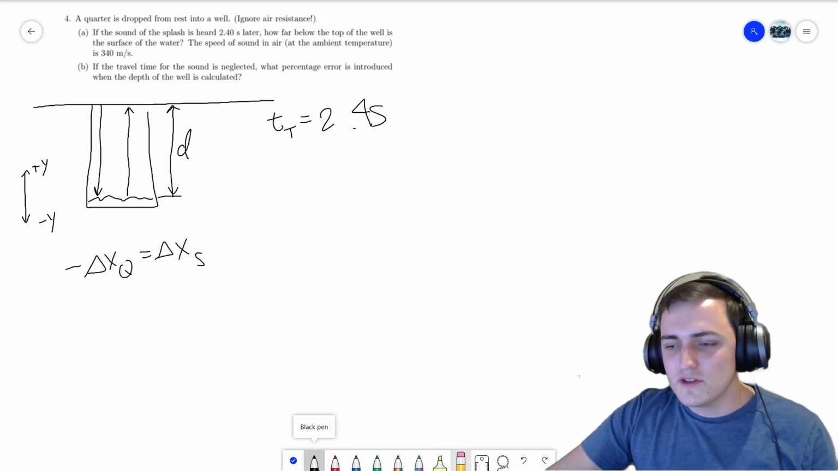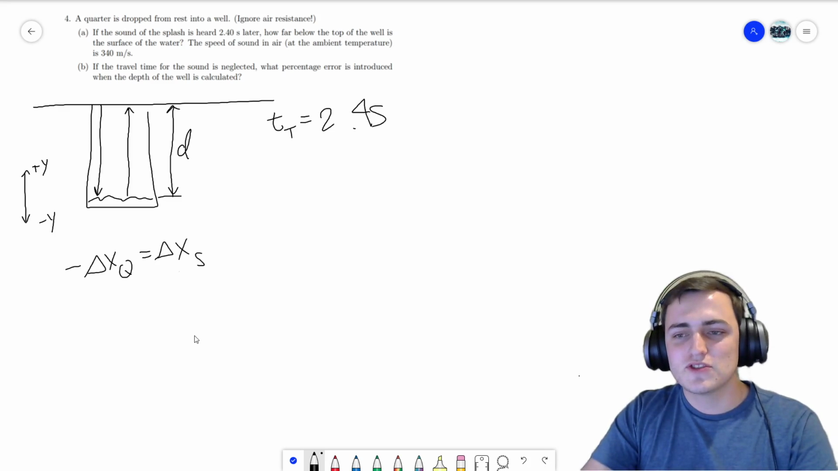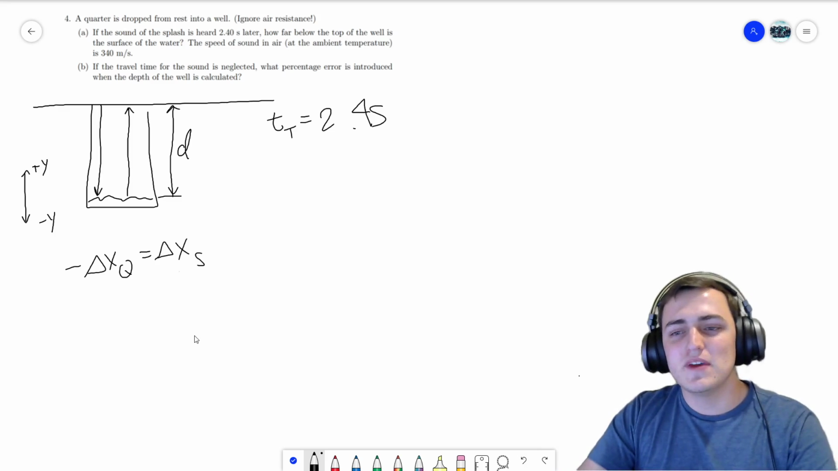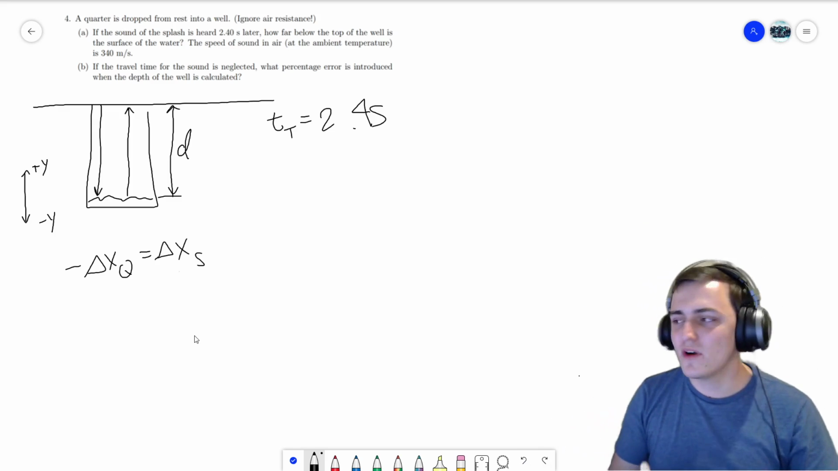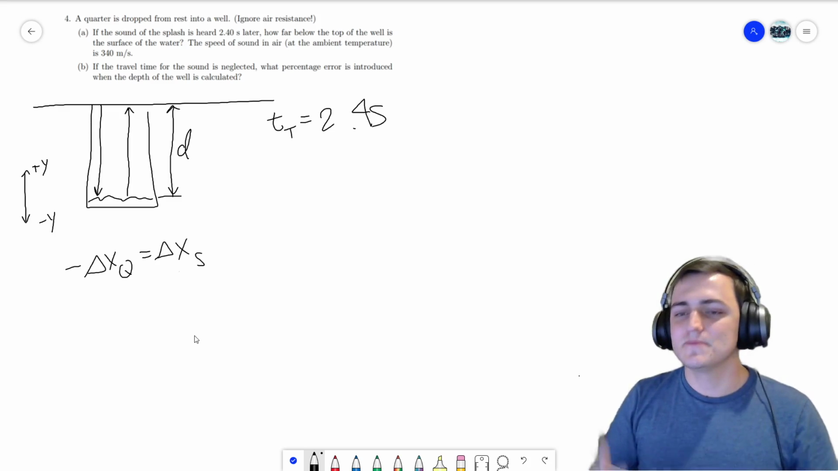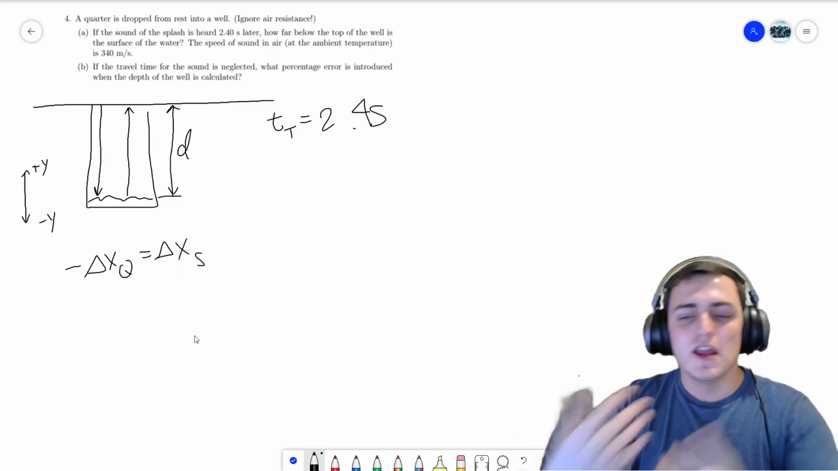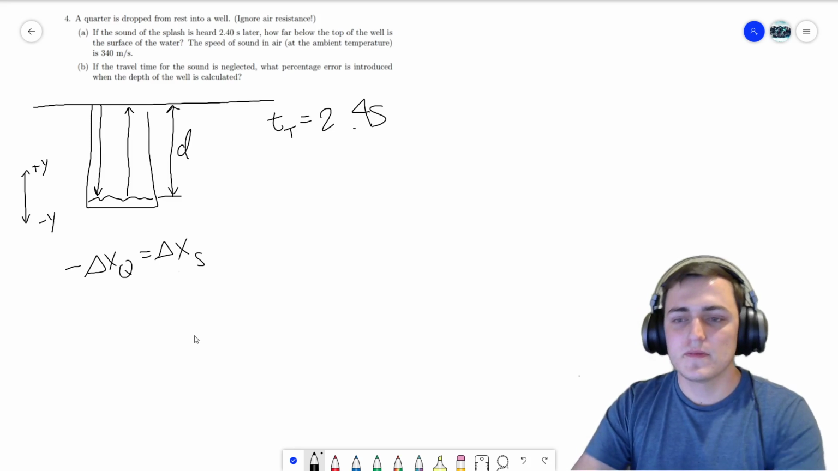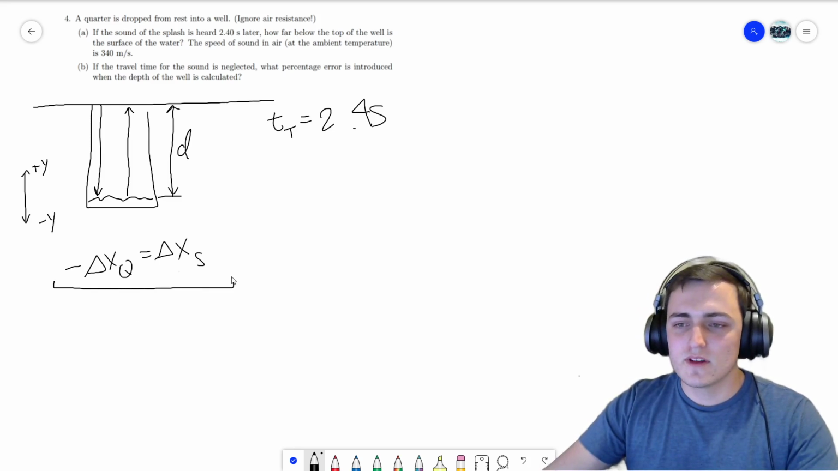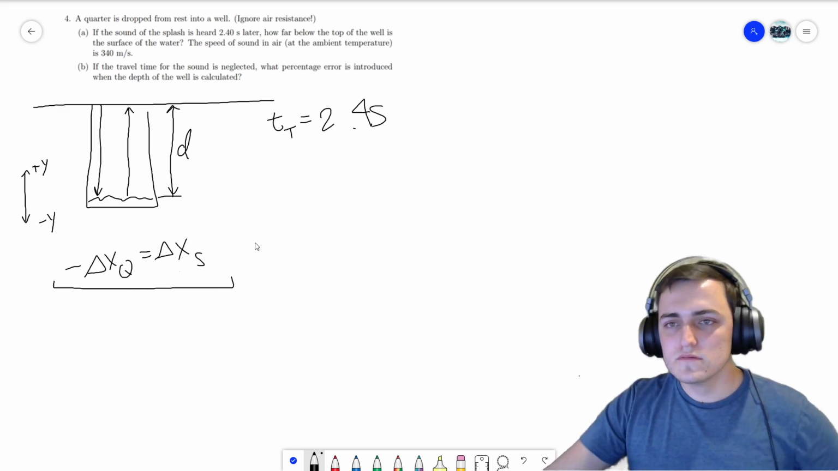So all we have to do when we have this sort of opposed motion is one of those changes in position is just going to end up being negative. We're just going to tack a negative on there. And this is probably the most confusing part of this problem, just understanding that when you have a change of position in two opposite directions, if you multiply one of them by -1, now you can set them equal to each other. And this equality is going to be very similar to what we use in a lot of these other problems on this homework set.